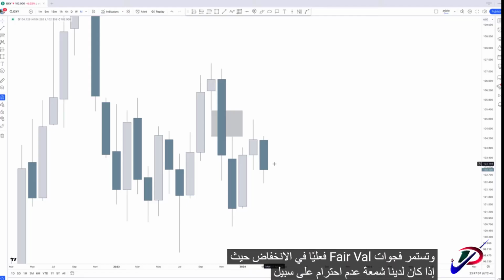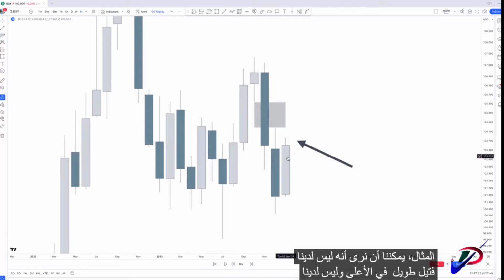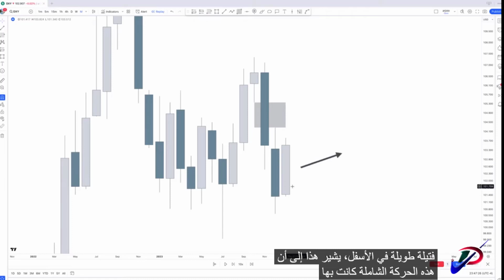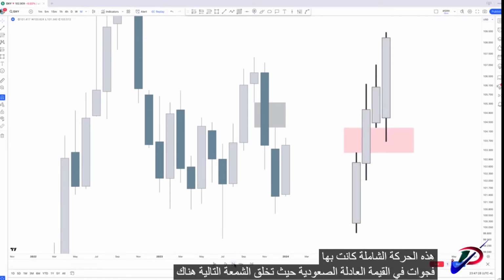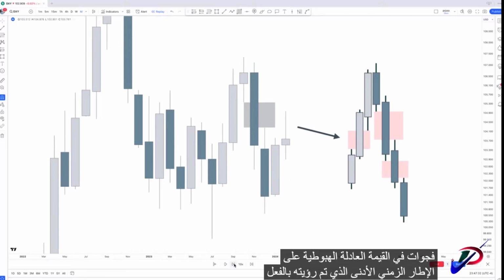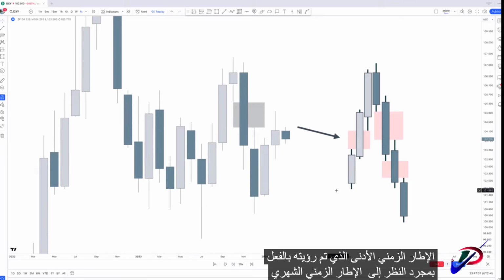Where if we have a disrespect candle, for example, we can see we don't have a long wick at the top and we don't have a long wick at the bottom. This indicates that this overall move just had bullish fair value gaps, where the next candle right there creates bearish fair value gaps on the lower time frame, already seen just by looking at the monthly time frame alone.